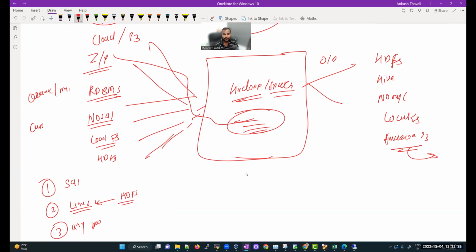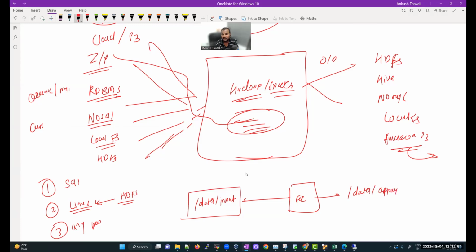Now when you talk about the Hadoop HDFS file system, let's say my input is available here. Take an example that there is a directory I created, /data/input. Then I process it by using the framework. Finally, I want to store my data, so I'll store it into the /data/output location. This location and that location are completely different.